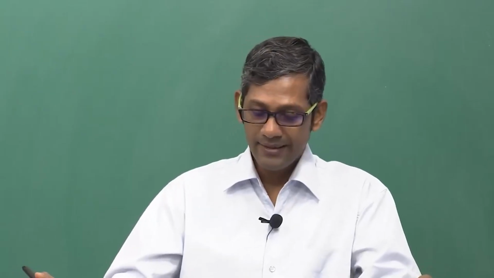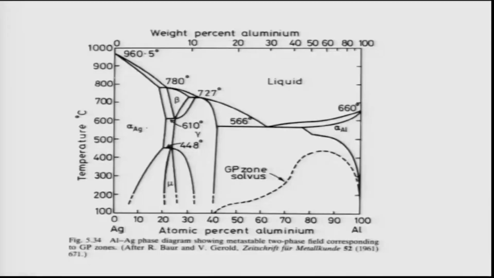Okay, so at the end of this last portion of precipitation hardening, let me just tell you, aluminum copper is not the only alloy which undergoes precipitation hardening, but there are many others. One of the important ones is silver aluminum, which I mentioned in the last class. Silver aluminum also forms two phases, as you see here. What are the phases it forms? This is the alpha phase, this is the aluminum-rich side.